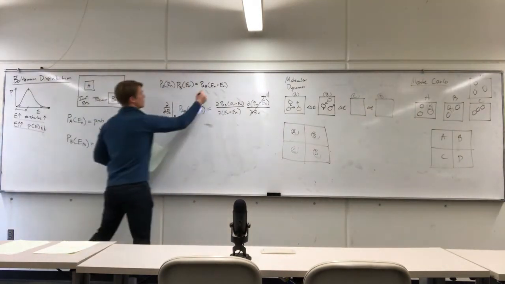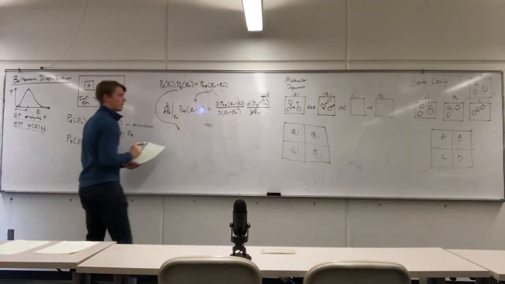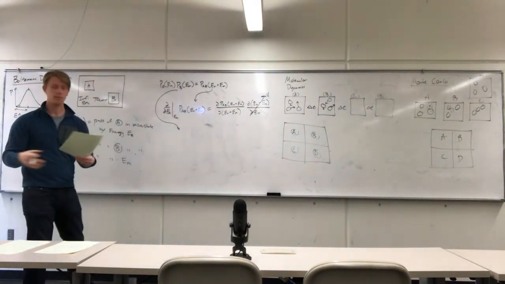Now what we're going to be doing, so we took the partial derivative with respect to this side, we're going to take the partial derivative with respect to the other side, because we know they're equal.